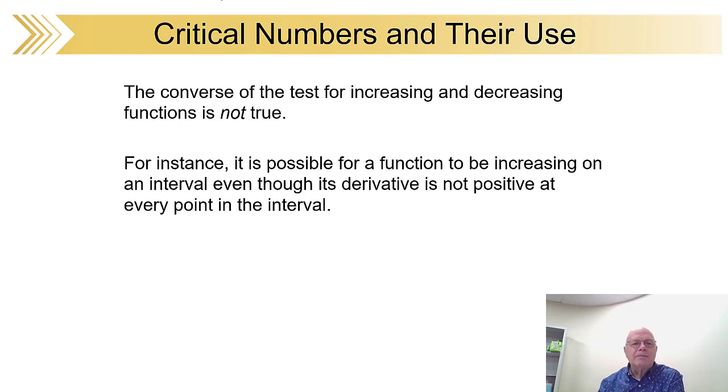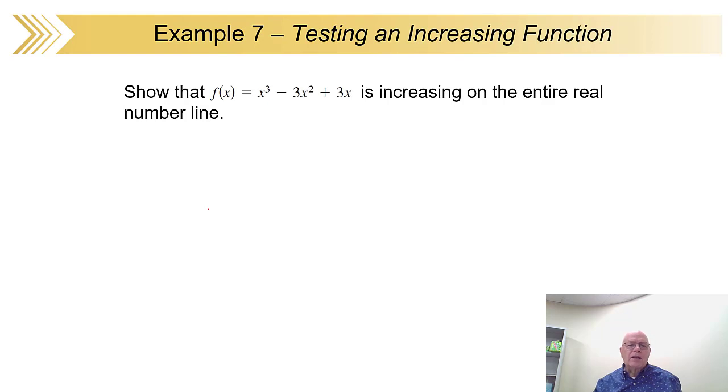Notice that the converse isn't true. You can have a function increasing everywhere even though it's not positive at every point in the interval. What's that mean? Well, look at this one. The x cubed minus 3x squared plus 3x is increasing everywhere.